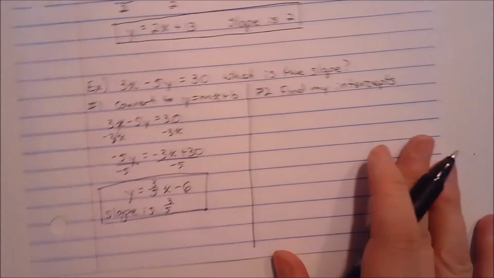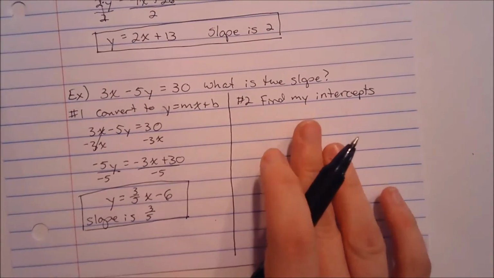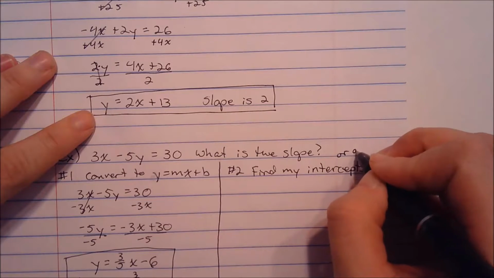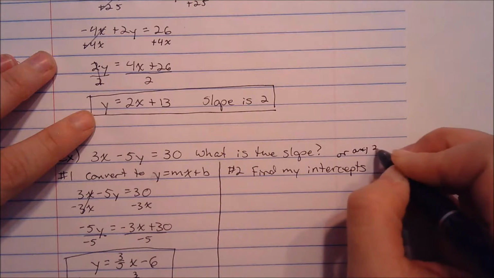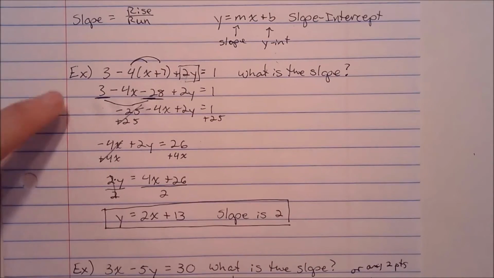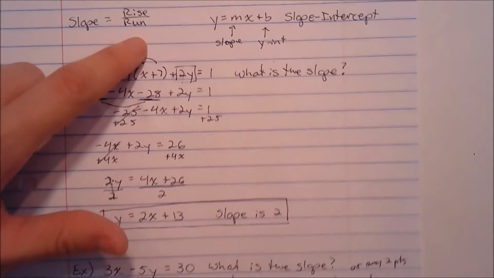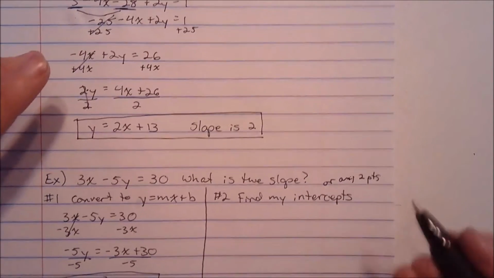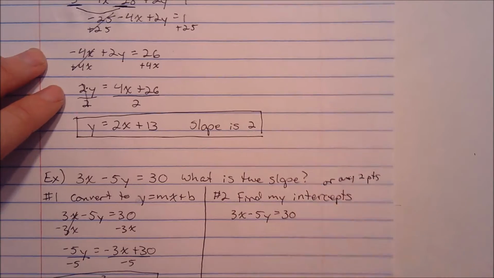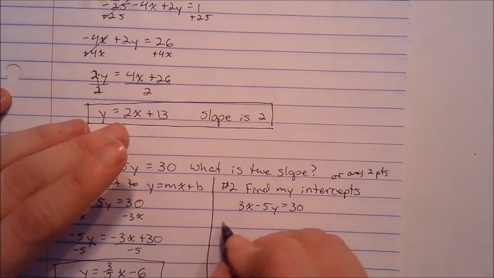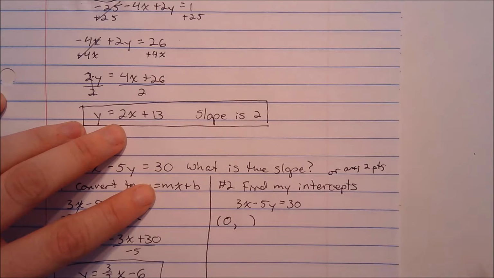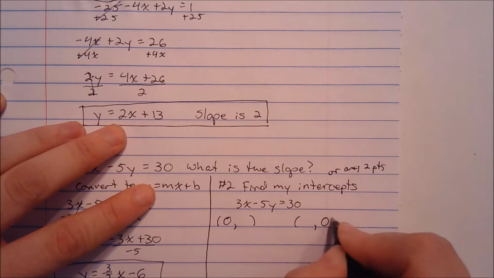So not too bad. Then the other way to do it is to find 2 points, or really any 2 points. But I'm going to show you that when it's written like this, the intercepts are the easiest ones to find. And then we're going to do rise over run. So I have my equation, 3x minus 5y equals 30. What I want to do is figure out the 2 points. If x is 0, what is y? And if y is 0, what is x?